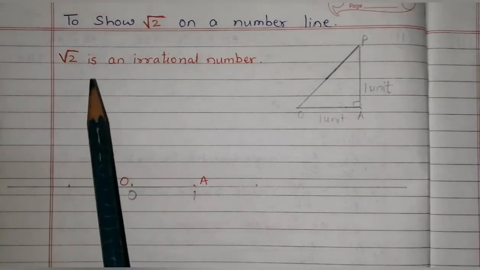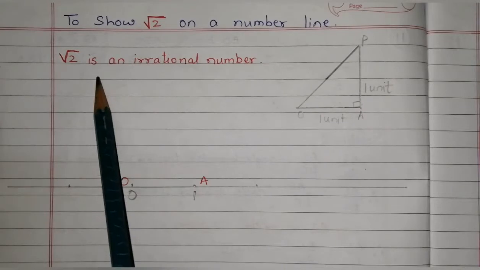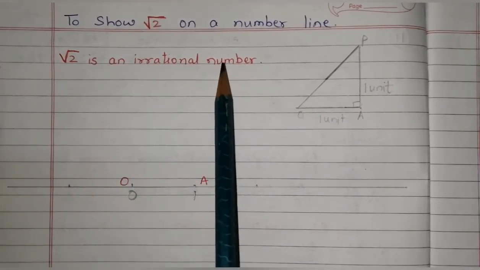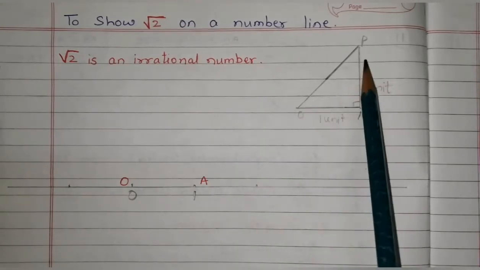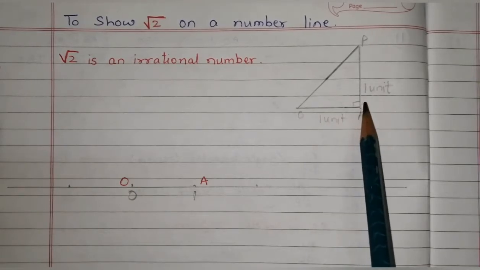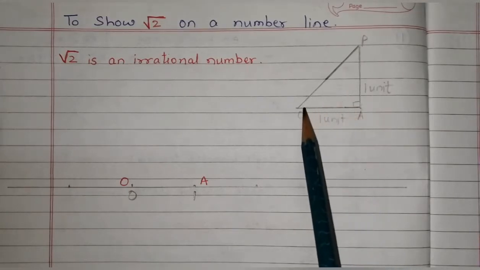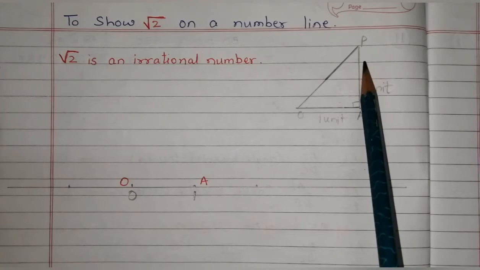Today we will see how to show root 2 on a number line. We all know that root 2 is an irrational number. So let's understand first. This is triangle OPA, a right angle triangle. It is 90 degree at angle A. Angle A is equal to 90 degree. So segment OP is the hypotenuse.